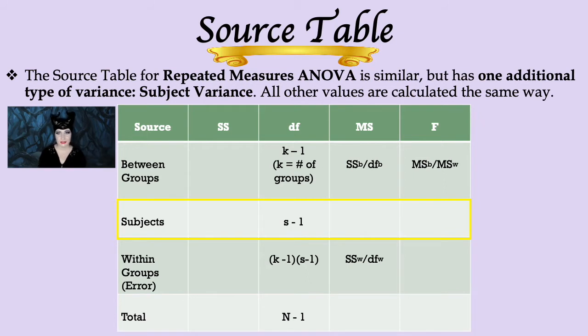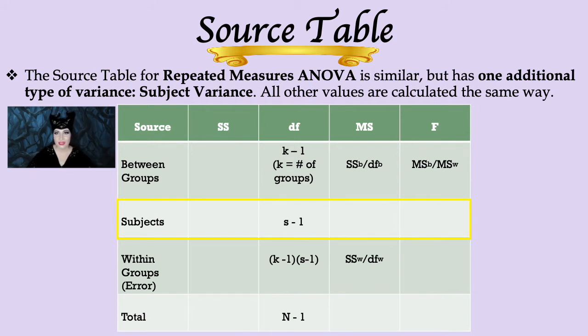For within group degrees of freedom, you have K minus 1, which is the number of groups minus 1. So 4 minus 1 gives us 3. And S minus 1 is the number of participants within each condition. So that was 9. So we have 3 times 9, which would give us 27. And then total N minus 1 is the total number of people you had in the entire data set. You will notice that for mean squared, we calculate it the same way, and we only calculate mean squared for between group variance and within group variance.